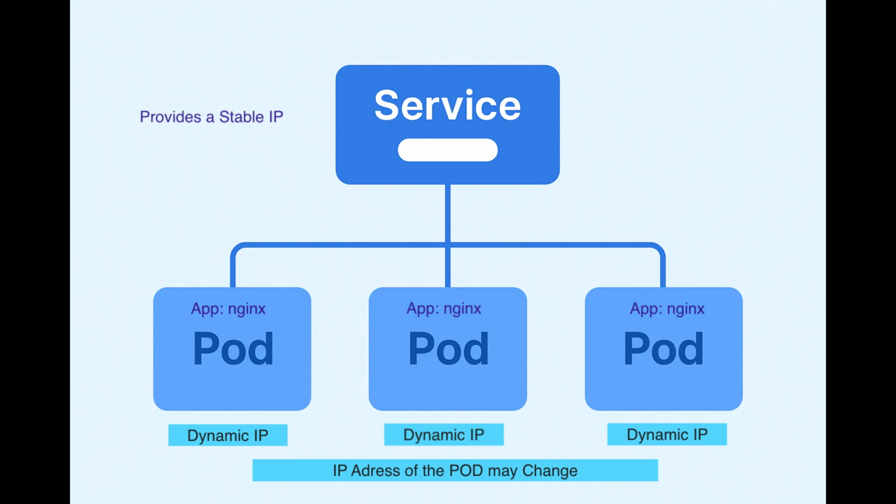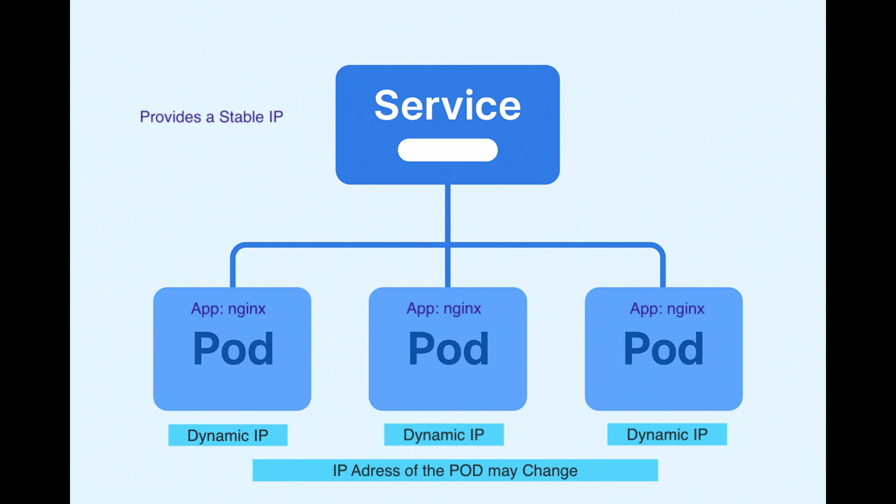A pod in Kubernetes has a dynamic IP address. That means if a pod restarts or scales, its IP can change, which makes it unreliable for other components to connect. A service solves this problem by providing a stable virtual IP that stays the same even if the pods change. You can think of a service as a network endpoint that connects to one or more pods using labels and selectors. These labels and selectors we will talk about in detail when we write the manifest file of our service.